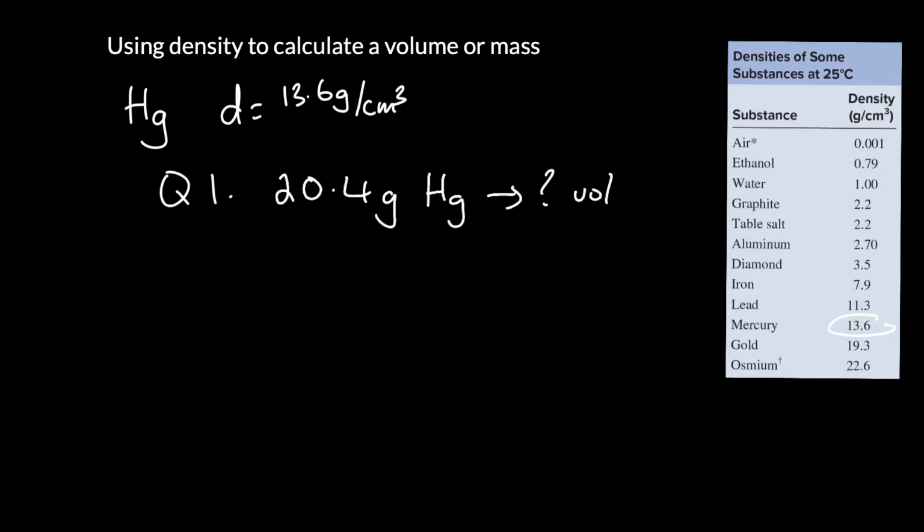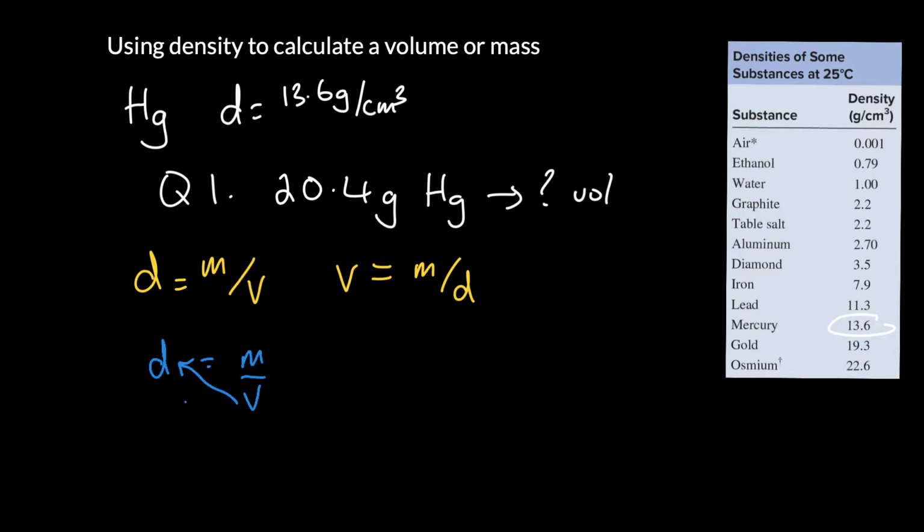We need to go back to our definition. Density is mass divided by volume. So if we want to find volume, then we rearrange. Volume is mass divided by density. A simple way to rearrange these kinds of equations is just to cross multiply. So if you've got density equals mass divided by volume, you can always bring the bottom of one side across to the top of the other.